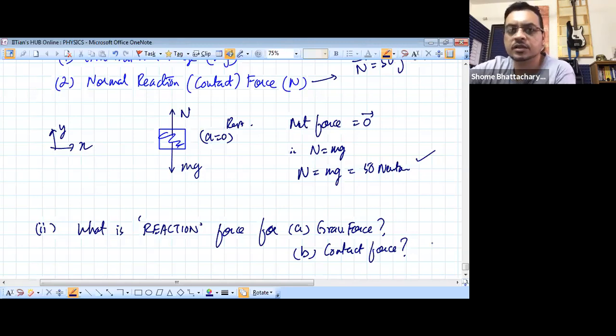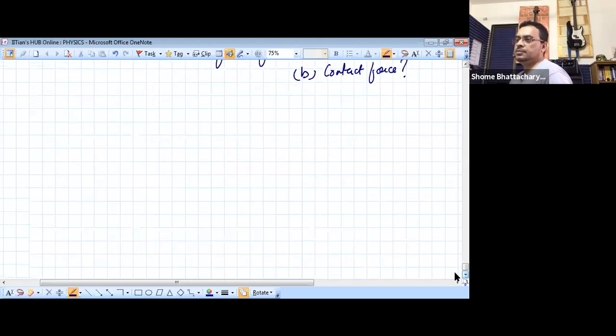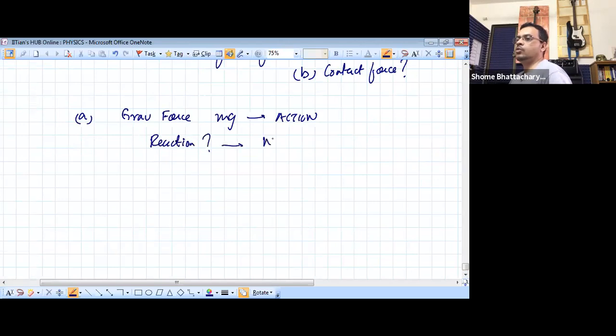So what is the answer for A part? No, they are not action reaction of each other. Okay, so this is what I was saying, that many people make a mistake in the application of action reaction. If you say that for the A part, if gravitational force mg is the action, then the reaction to that, if you say that normal reaction is the reaction to that, that is wrong. The contact force is not the reaction for that. I'll explain to you why.